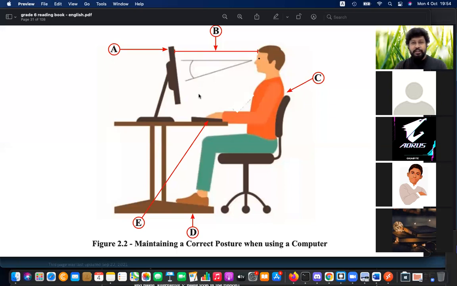Okay, how to maintain the correct posture. That is really important when you're using a computer for a long time. So you have to keep your back perpendicular to the floor.